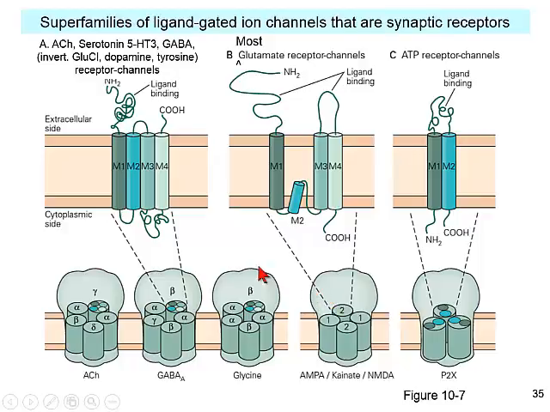Later on in this course, we're going to talk about superfamilies of other ligand-gated channels that are synaptic receptors. Today, we've talked about acetylcholine. Each subunit has 4 transmembrane domains. There are 5 subunits total. We're going to talk about glutamate receptors and their topology, which is different. We won't talk about ATP-gated channels at all.